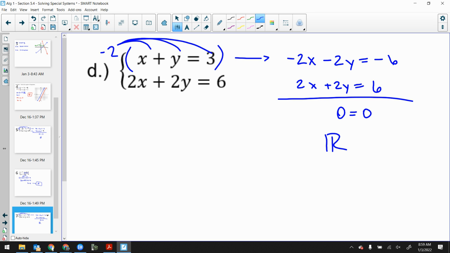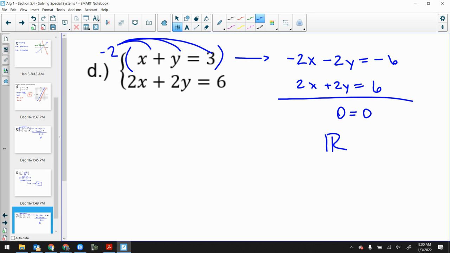Questions about that? So, moral of the story here is, if the variables cancel out, it's a special case. You have two options if the variables cancel out. You can say no solutions or infinite solutions. If you solve the equation and it gets you something true, like this one, it's infinite solutions. If you solve the equation and it gets you something false, that would be no solutions.